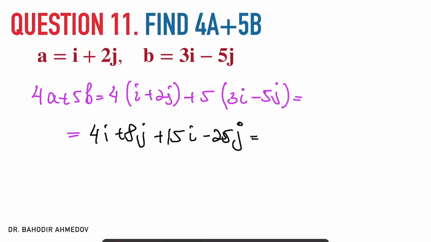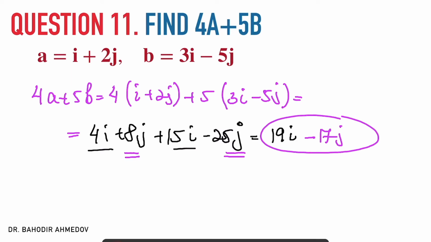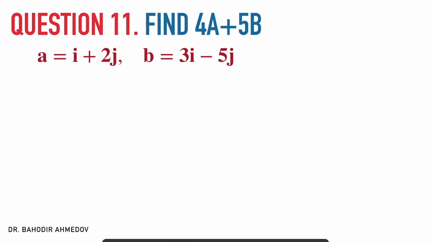Then I'm just going to add the terms with the i separately. It's going to be 19i. Then also I'm just going to add the terms with the j separately. It's going to be minus 17j. Well, that's going to be this vector.